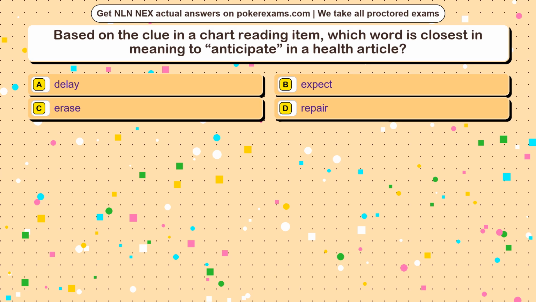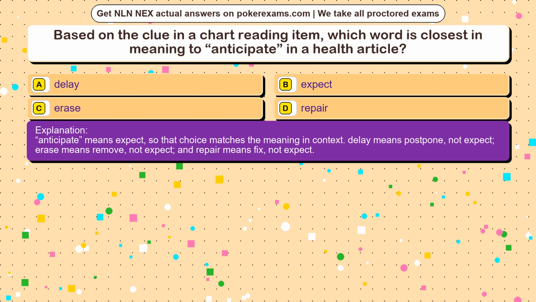The correct answer is option. Anticipate means expect, so that choice matches the meaning in context. Delay means postpone, not expect. Erase means remove, not expect. And repair means fix, not expect.